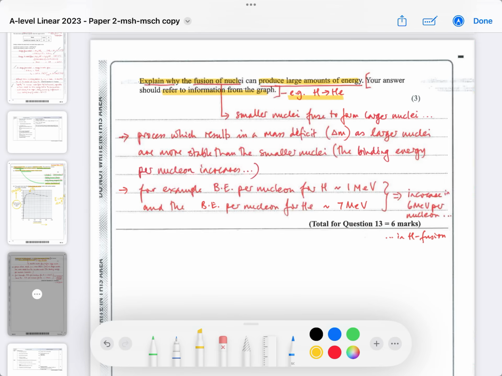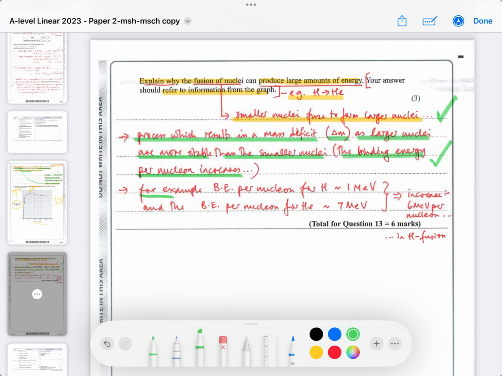So first of all, fusion of nuclei is when smaller nuclei fuse to form larger nuclei. That will get you 1 mark. Let's just change across to green. This process of nuclear fusion results in a mass deficit, which I call delta M, as larger nuclei are more stable than smaller nuclei. They're more energy efficient, okay? The binding energy per nucleon increases in these cases. So this will get you a 2nd mark.